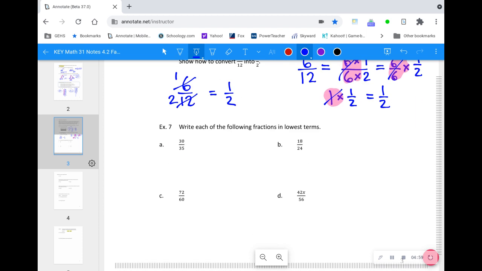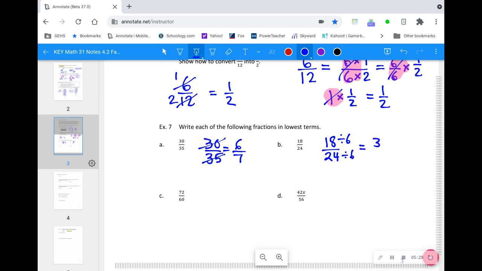Okay, so we're going to do the same thing down here. These numbers are both divisible by 5. So let me make it larger before I work on it. I'll divide this one by 5 and this one by 5. And so 30 over 35 is 6/7. Now I actually like to show the division so that you know what I'm dividing by. So this is how I sometimes show it. These both divide by 6.